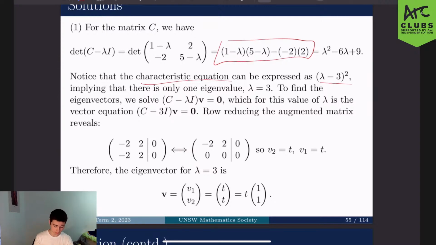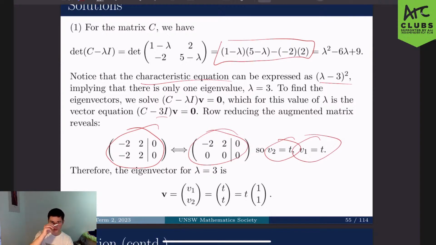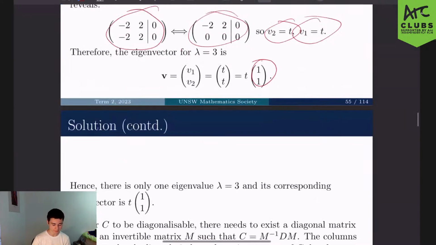So when we substitute lambda equals 3, we can see that we get this kind of vector, row reduce, we get this, solve it, we get, for some parameter t, v2 equals t, v1 equals t, so two components of our eigenvector are equal. Rather, we get 1, 1 as our eigenvector.